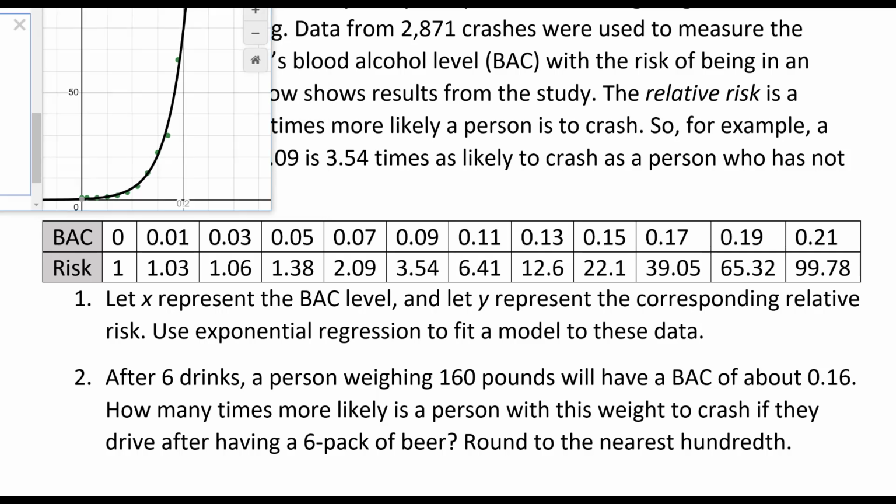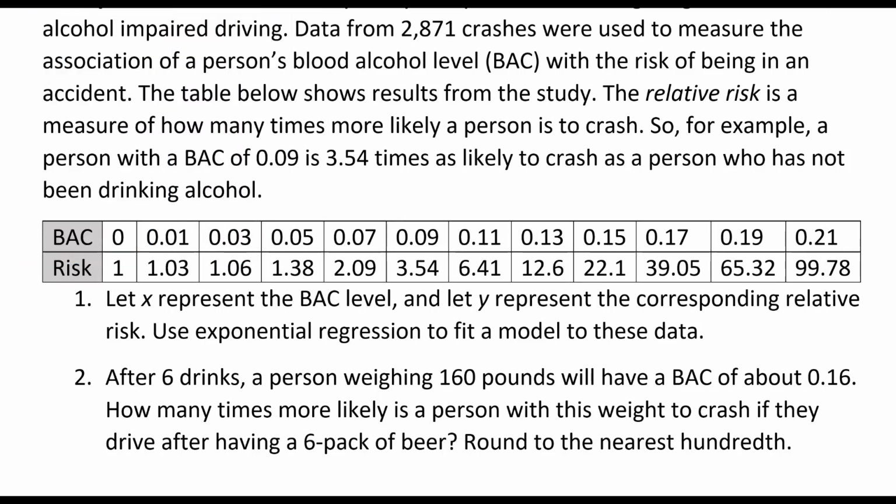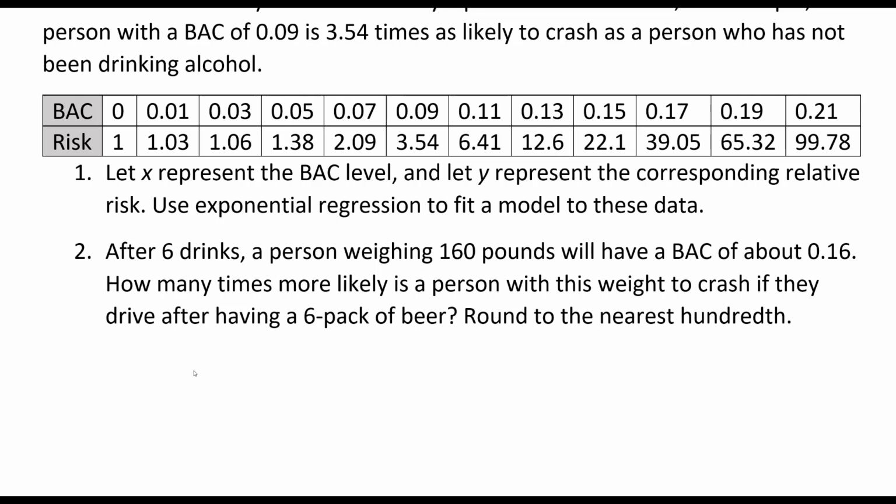Okay, so let's go ahead and put this down. What we're after is we're going to come up with a formula as we have, and then we're going to see after 6 drinks, a person weighing 160 pounds will have a blood alcohol content of 0.16. How many times more likely is a person with this weight to crash if they drive after having a 6-pack of beer? And then we can round to the nearest hundredth.